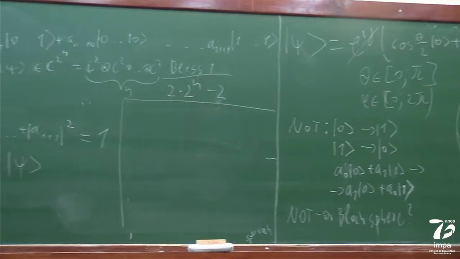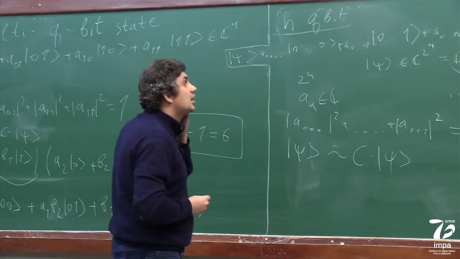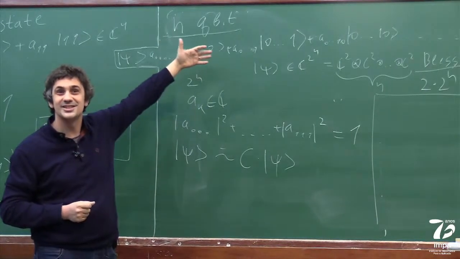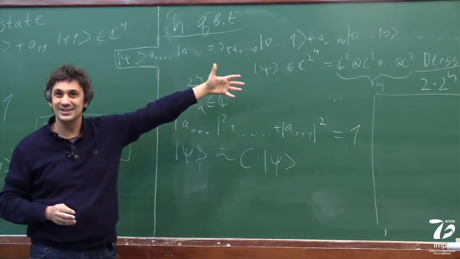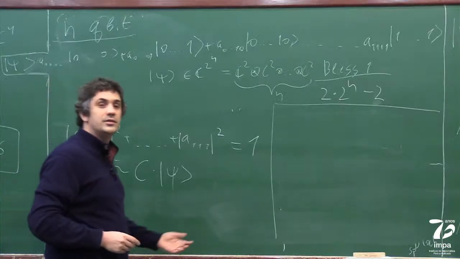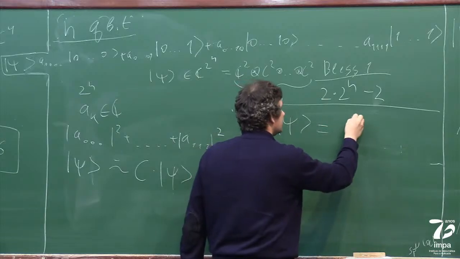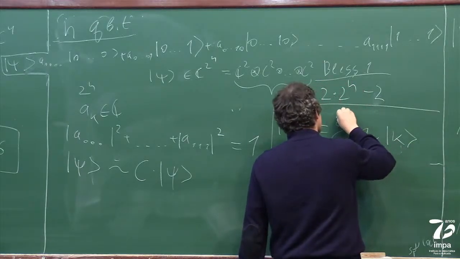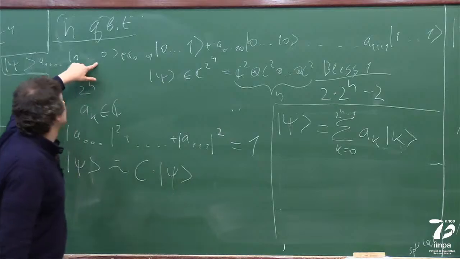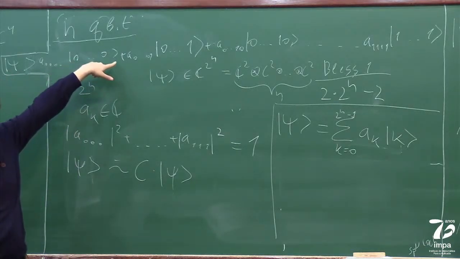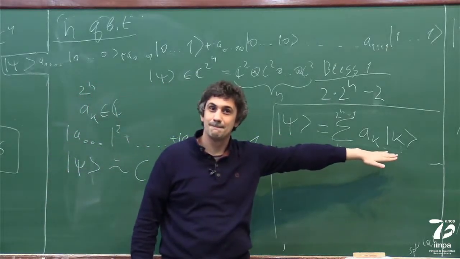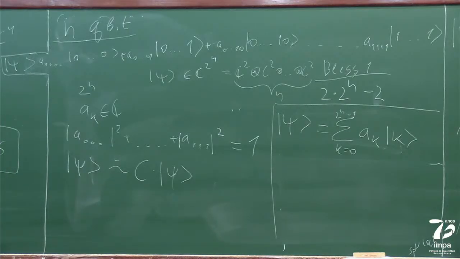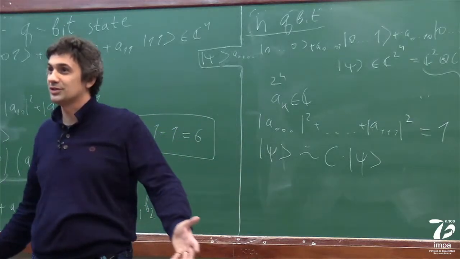Another thing is that this is a very inconvenient notation. There are too many letters, and if I write like this every time, there is not enough blackboard for me. Very often we will write it in the form psi equals the sum of a_k |k>. We can consider k as a binary representation of a number, and then we can write it like this. It's not forbidden, and I will very often use this, because otherwise it becomes an infinitely long notation.